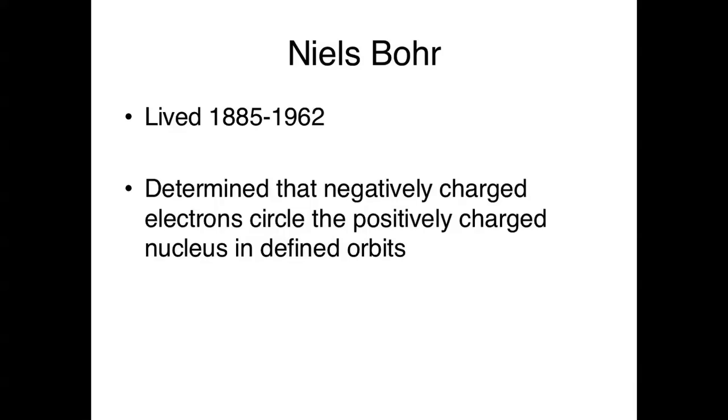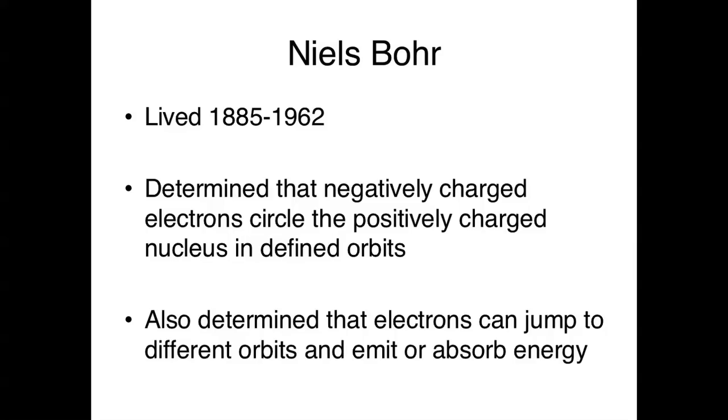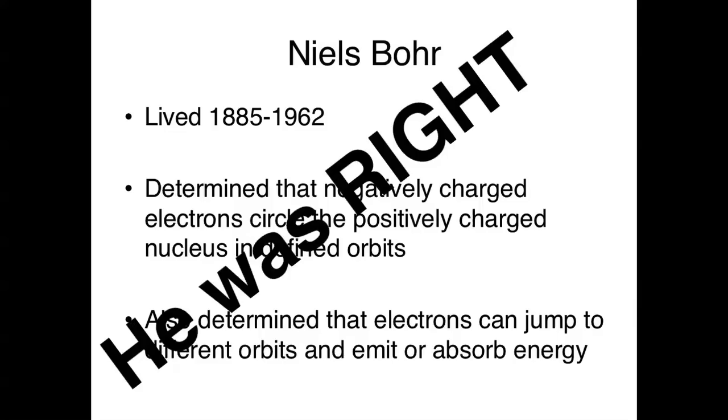All right. He decided that these negatively charged electrons circled the positively charged nucleus in defined orbits. So he built on what the other guys said with the electrons and the nucleus. More collaboration. Good stuff. He also determined that the electrons can jump from one orbit to another and emit or absorb energy. And he was super right.